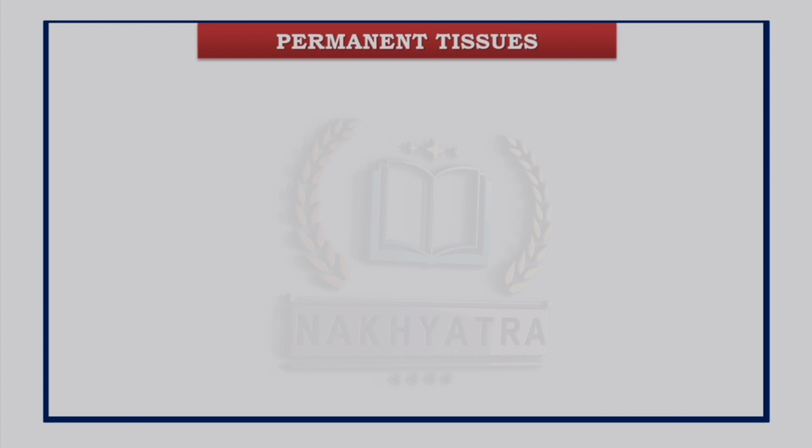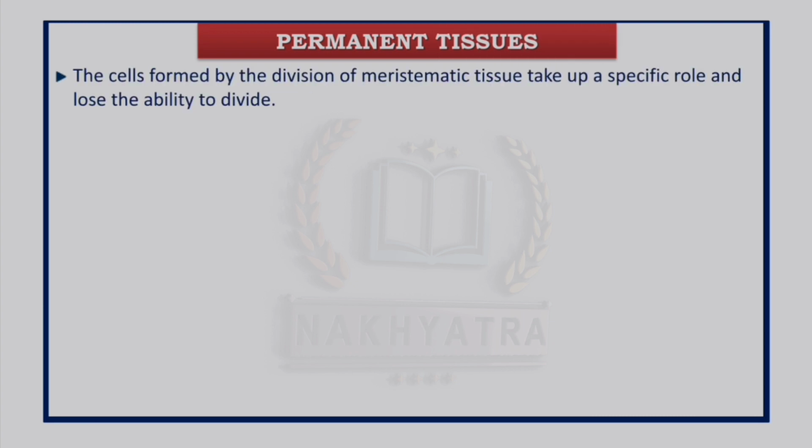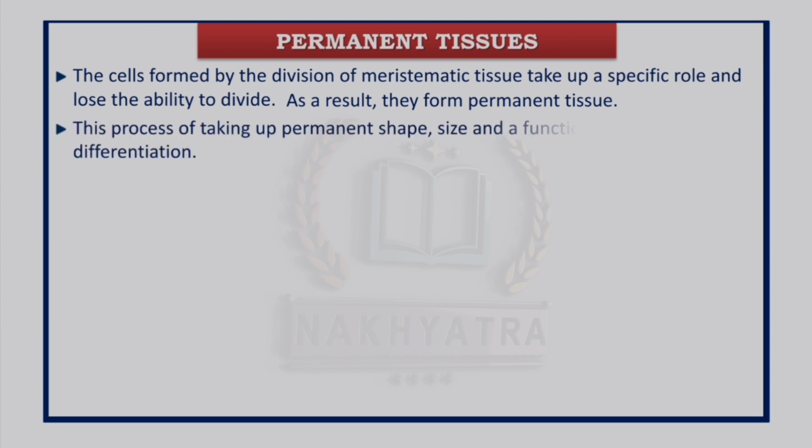Now let us see permanent tissues. The cells formed by the division of meristematic tissue take up a specific role and lose the ability to divide. As a result, they form permanent tissue.